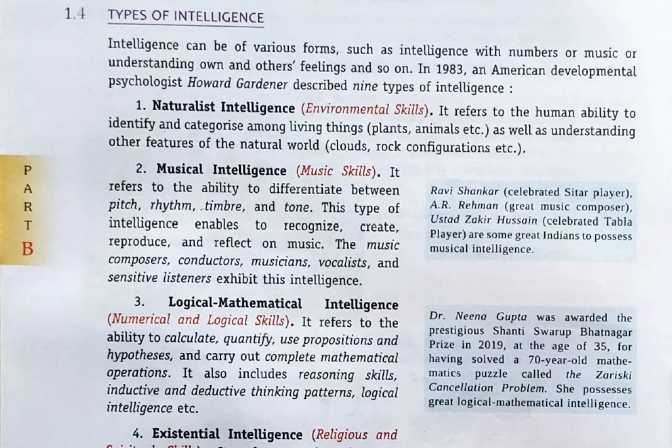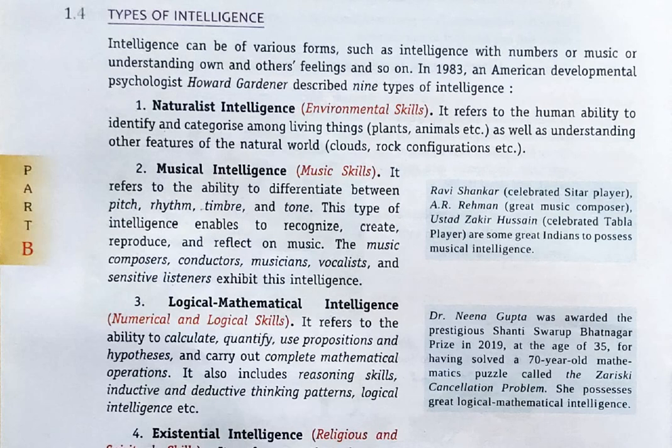In 1983, an American developmental psychologist, Howard Gardner, kindly remember this name, Howard Gardner, described 9 types of intelligence. The first intelligence, according to his description, is naturalist intelligence. It can also be termed as environmental skills.